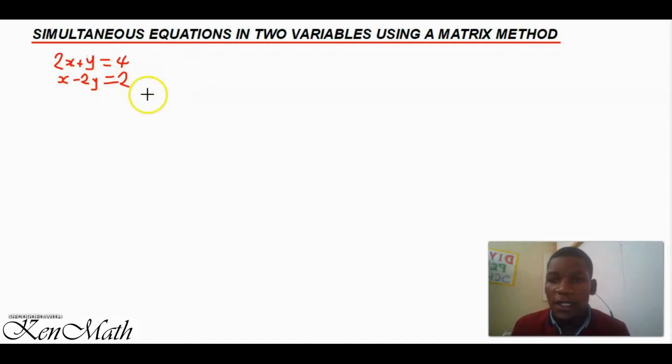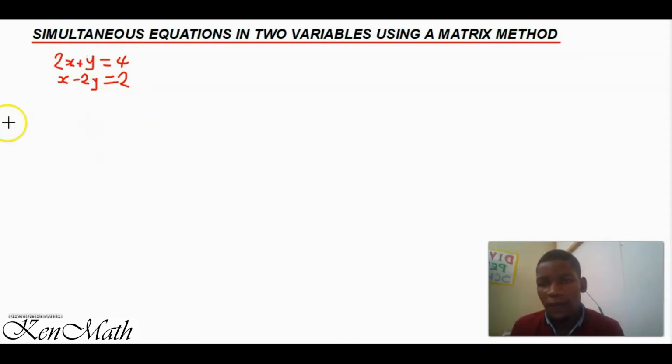So remember what I've said. A simultaneous equation is an equation with two variables and also two equations. So these two variables, we have got x and y, and then we have got two equations, equation number 1 and equation number 2. So what do we do? What are we supposed to do?